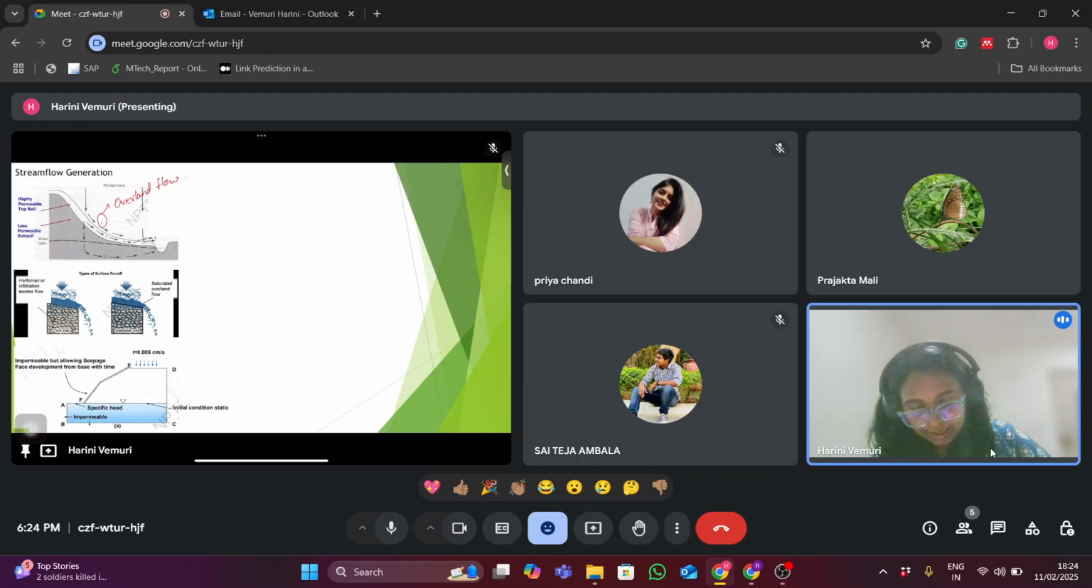Okay. And second one is groundwater flow. We can see that the water is percolating into deeper layers of the soil in this case, and then there is a flow occurring laterally to join the streams, right? This is called groundwater flow. And the third one is subsurface flow, where flow will be occurring in the top layers of the soil in the lateral direction.